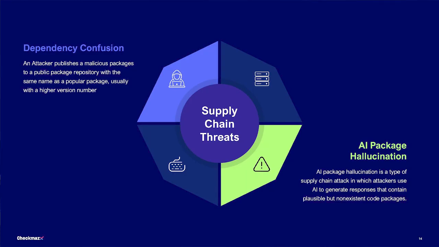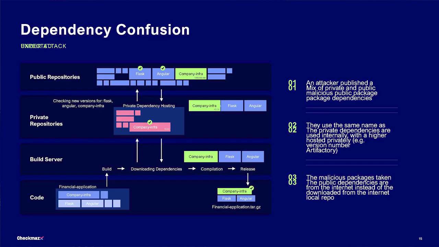So talking about AI package hallucination, I'm going to touch base on how they could kind of daisy chain a couple of these attacks together. But for right now, I want to focus on dependency confusion, just to give you an overall of some of the other threats in supply chain. So dependency confusion is when an attacker publishes a malicious package to a public repository with the same name or naming convention as a popular package or an internal package from a company or enterprise.